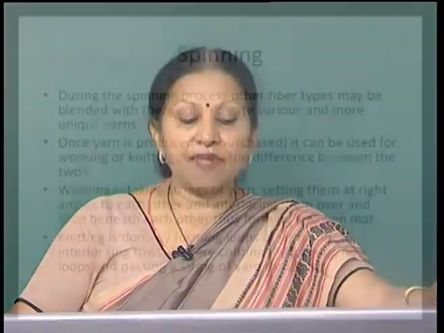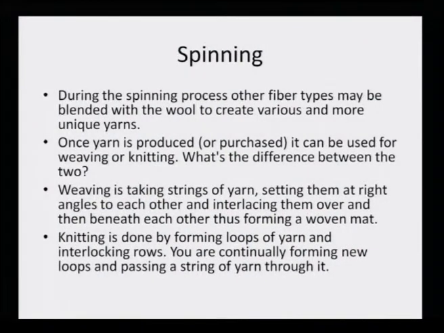And knitting is done by forming loops of yarn and interlocking rows. You are continuously forming new loops and passing the string of yarn through it. I am sure all of you have seen how knitting takes place. But when yarn is converted into woven fabric, it must have a warp, that is one set of strings going in this direction, and another set of strings going in this direction, that is the weft.